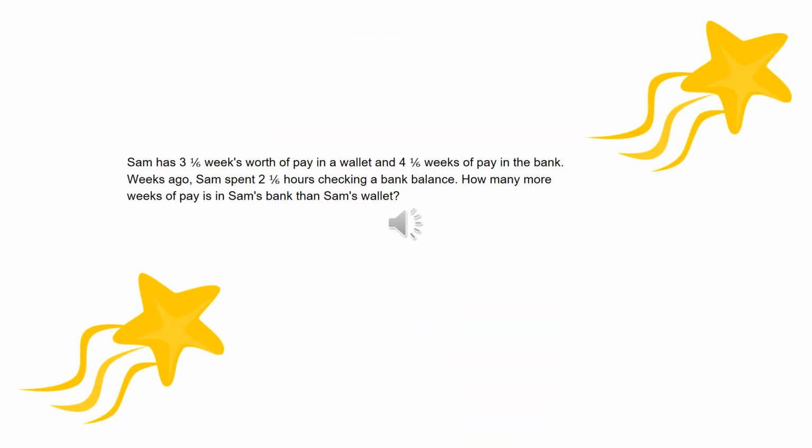An example of the I do section would be presenting a word problem like this: Sam has 3 1/6 weeks' worth of pay in his wallet and 4 1/6 weeks' pay in the bank. Weeks ago, Sam spent 2 1/6 hours checking a bank balance. How many more weeks of pay in Sam's bank than Sam's wallet? And then have them solve and search the word problem for the important information.